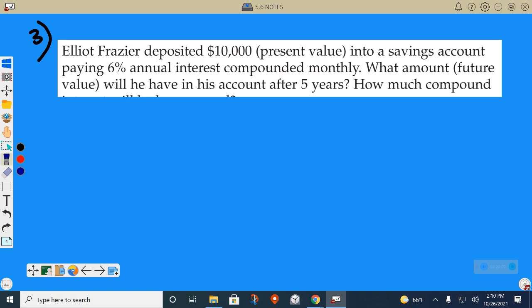Boom, it's Elliott Frazier. Bigger money now, it's 10 grand, into a savings account paying 6% annual interest compounded monthly. Not quarterly, not semi-annually, monthly. It's tacking on interest monthly. Think about how many times a year that is. What amount will he have in his account after 5 years?